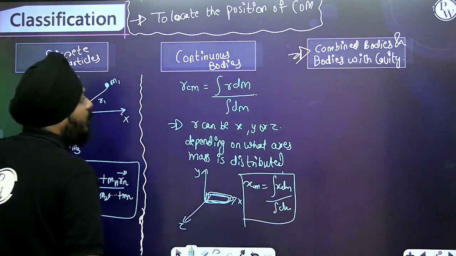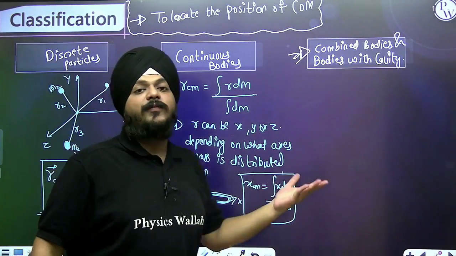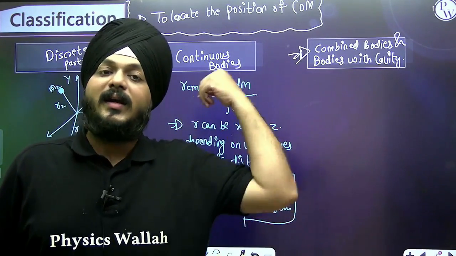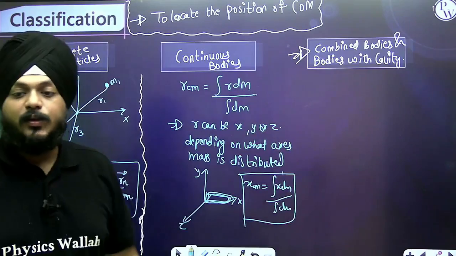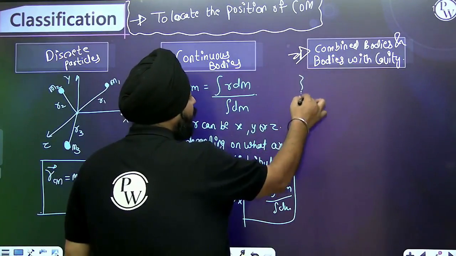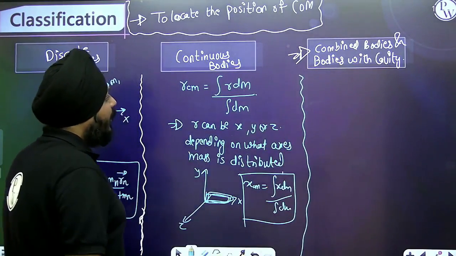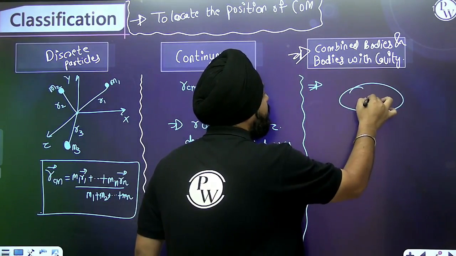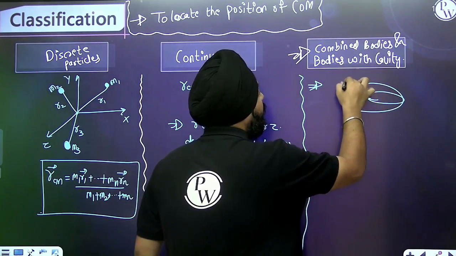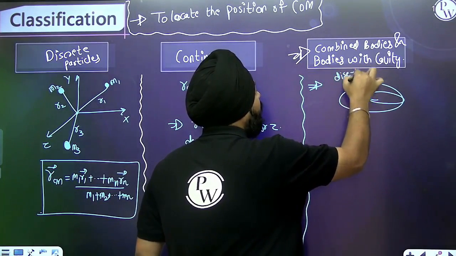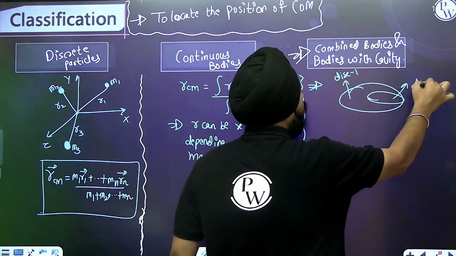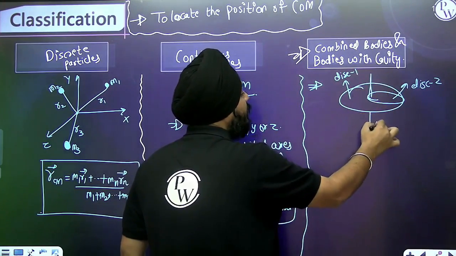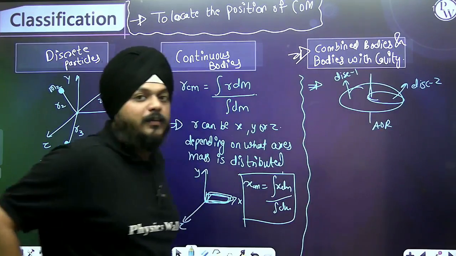What does each individual physical quantity tell, what does the formula convey? We are going to discuss all of those things in detail. Now, if I am talking about the third part, the combined bodies, let's say this is disk 1 and another disk, disk 2, is kept. If these two are combined, and this is their axis of rotation about which they are going to perform rotational motion.